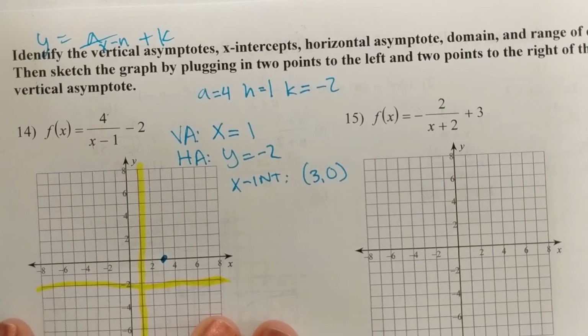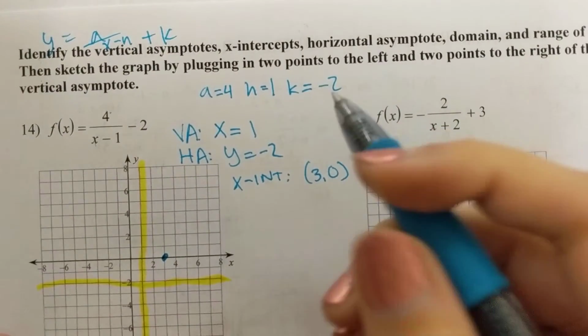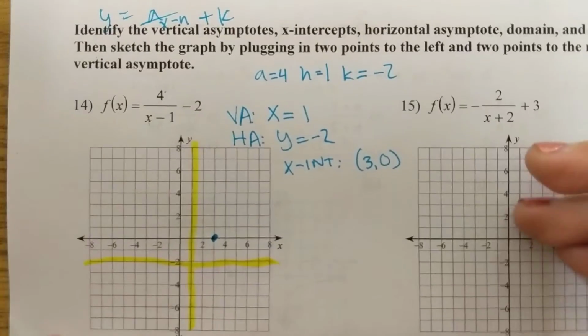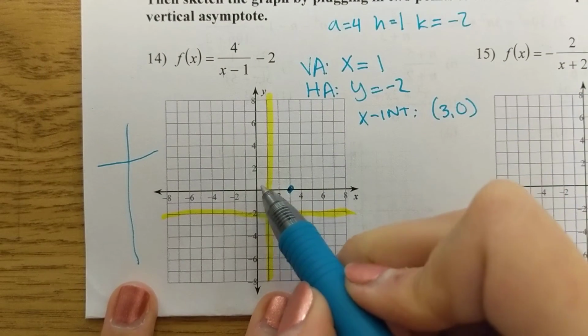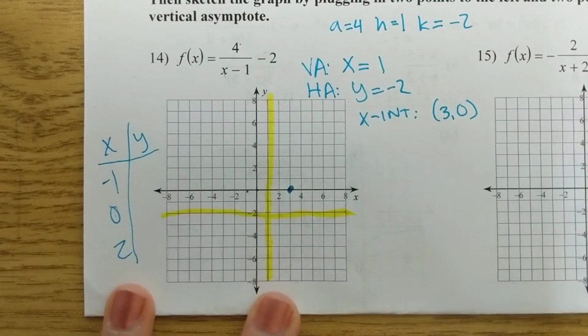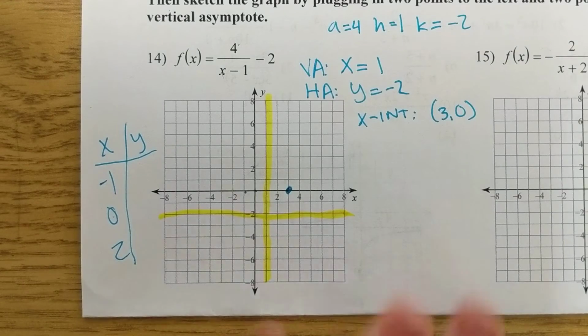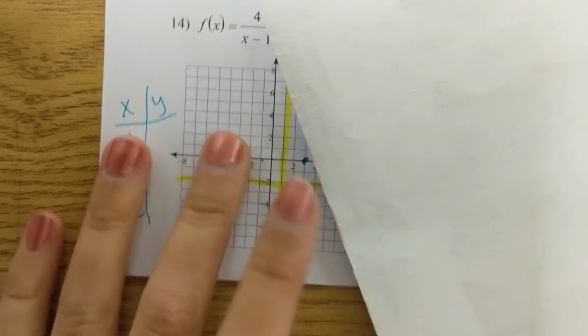Domain and range. I like to do domain and range after I've graphed it. We're going to plug in 2 points to the left and 2 points to the right of the vertical asymptote. All right, so the points that I want to plug in are 0 and negative 1, and 2. Just pretty much the ones closest to the asymptote. They're going to have the smaller numbers. It's just going to be easier. All right, so we're going to plug that in over here.